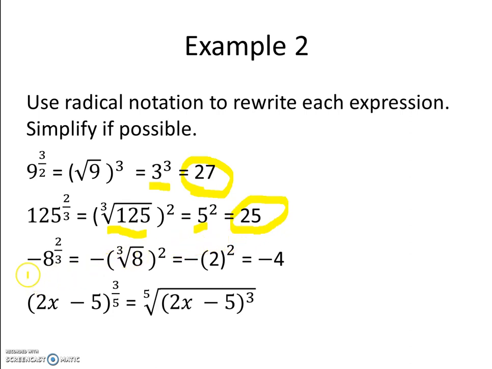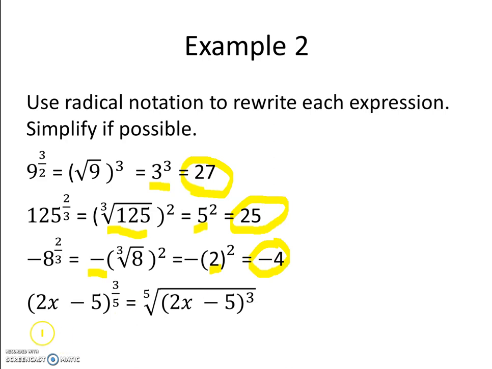Again, we have to be careful with our negatives. The negative is not in parentheses, so it stays out front. We have the cubic root of 8, the whole thing squared. We know the cubic root of 8 is 2. We're going to square it, and we get 4. But we still have that negative out front, so a negative times that 4 makes it a -4.